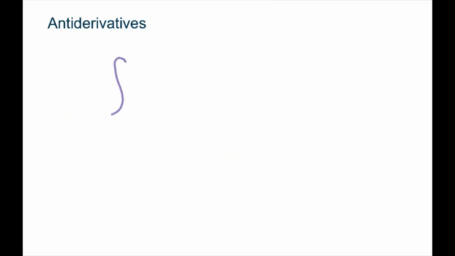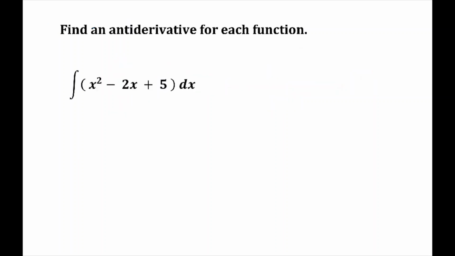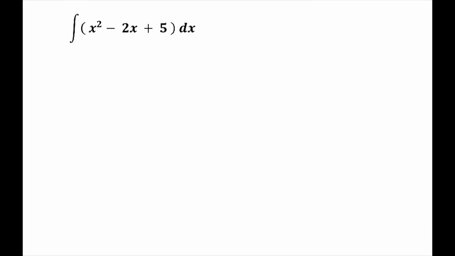Now, in general, if I need to find the antiderivative, or we can say the integration, of x to the power of n dx, it is x to the power of n plus 1 over n plus 1, plus any constant. Okay, that's the rule that we are going to use to find the antiderivative. Let's start with this example here. We want to integrate x squared minus 2x plus 5 dx.